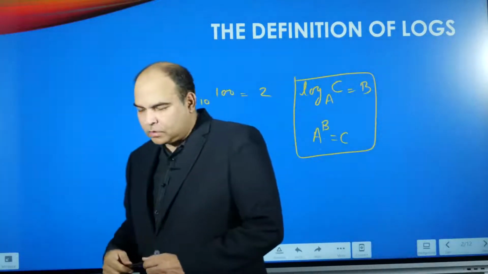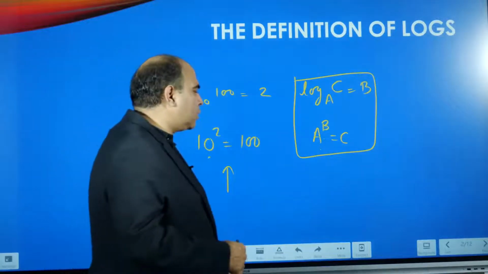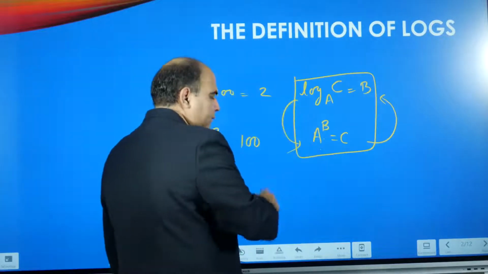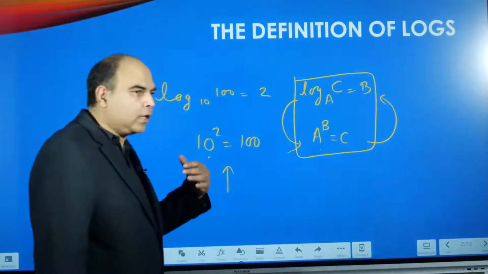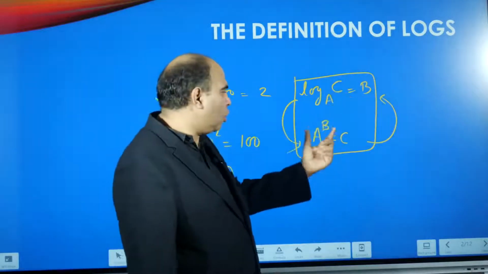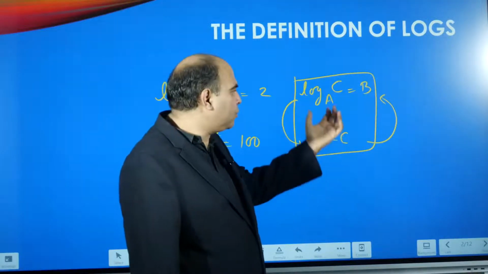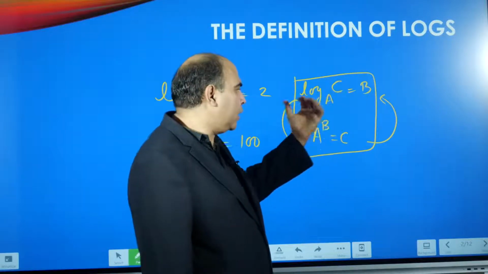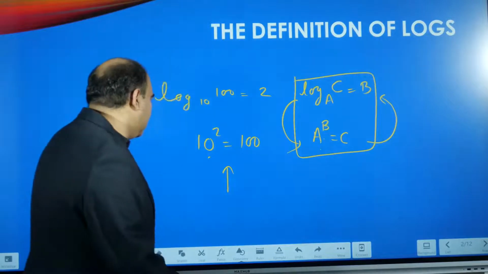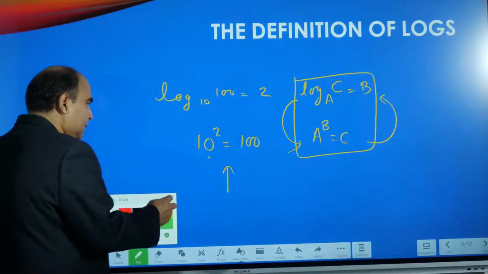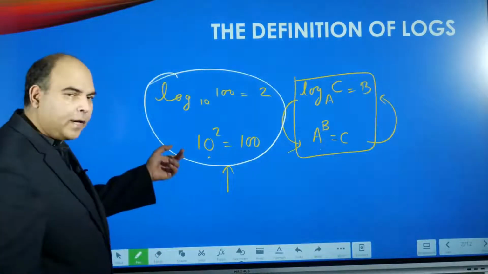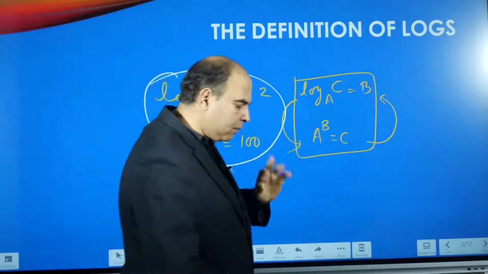This is the definition of logs, and this definition is used in both directions. This direction also and this direction also. They're used in both the directions. You can go from this to that, a normal exponential relationship to a log relationship, and from a log relationship you should be able to come back to an exponential relationship. And as I said, you remember this or memorize this through this structure. This you can't forget. From this you can derive that anytime.